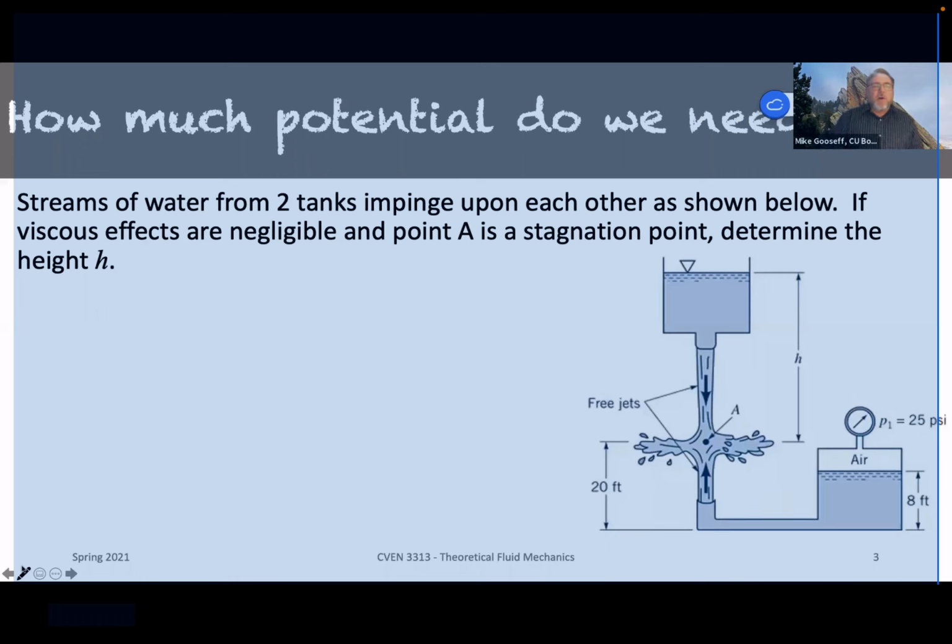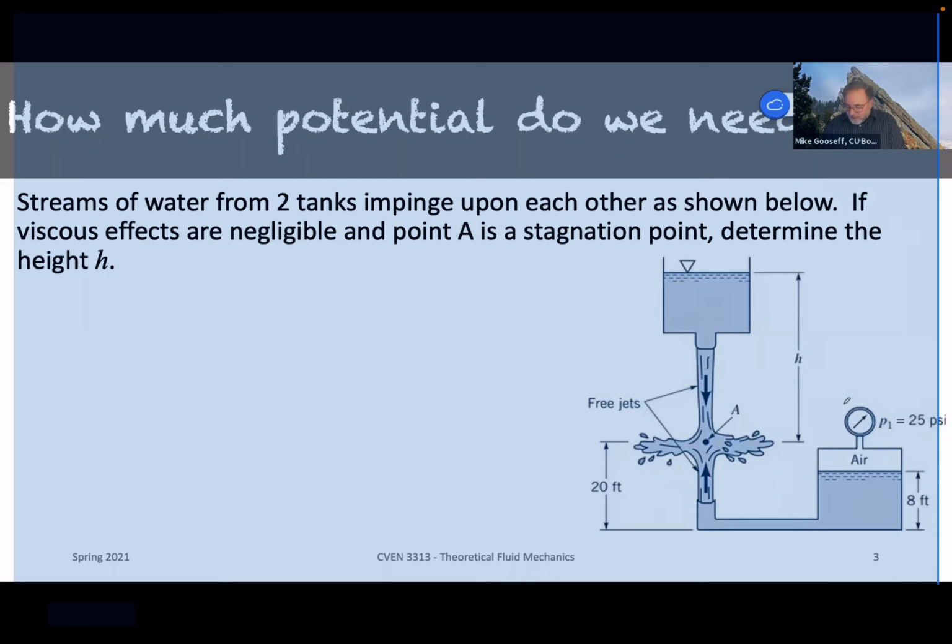All right. Okay, so let's go ahead and get started here with the first problem then. Streams of water in particular, so if we're going to use a gamma, we're going to use that for water, from two tanks impinge upon each other as shown below. If viscous effects are negligible and point A is a stagnation point, determine the height H. So a couple of things. You'll note that we have a tank over here on the right-hand side, and that tank has a height of water in it of 8 feet.